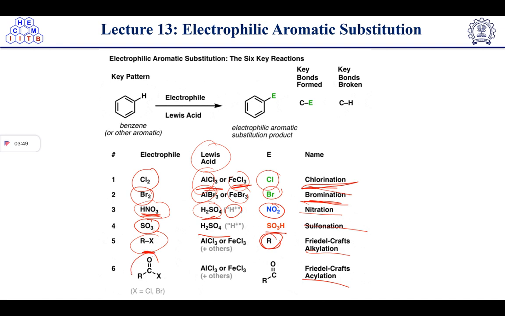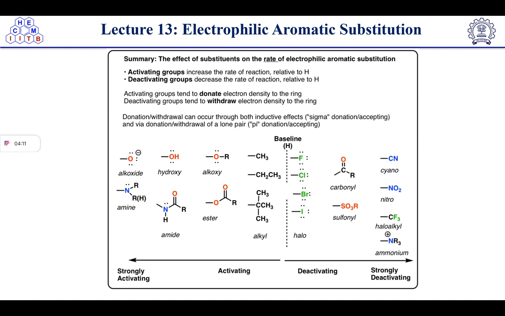Similarly, if we want to install an acyl group, then acyl chloride is used, and in the presence of AlCl3 and FeCl3 Lewis acid, it will give acyl substitution on the benzene ring. That's why this reaction is known as Friedel-Crafts acylation. So these are the 6 types of electrophilic substitution reactions on an aromatic ring. Now we will quickly see the summary.